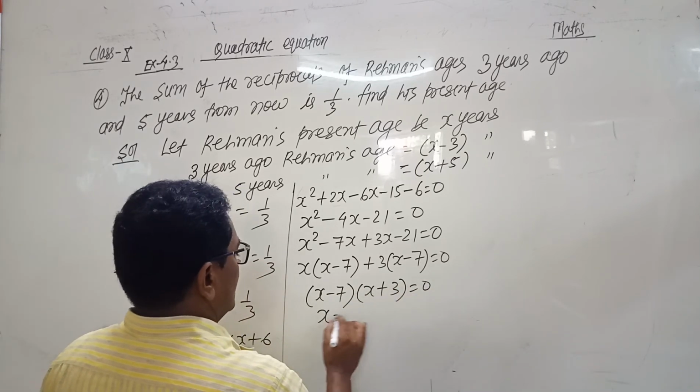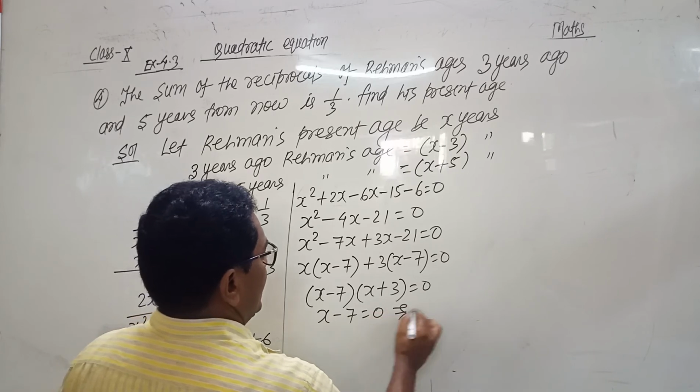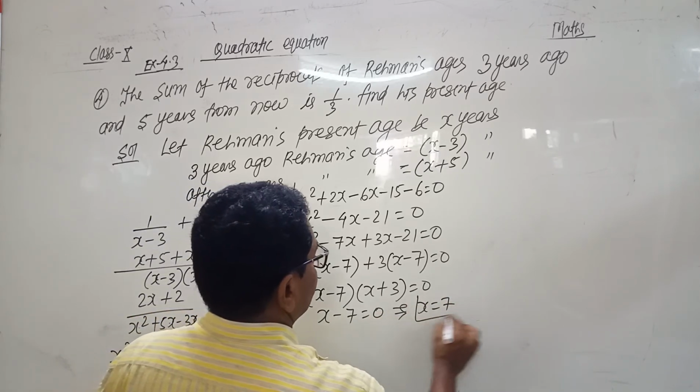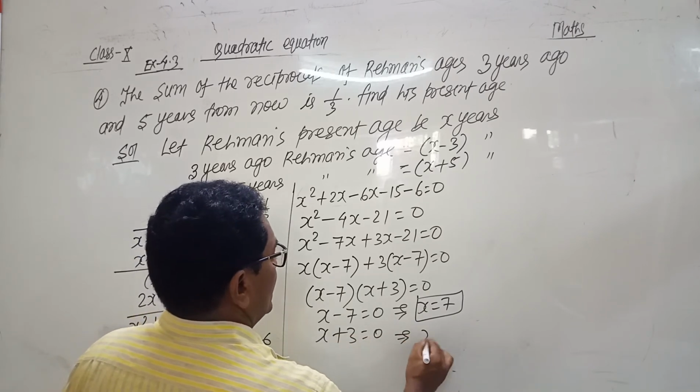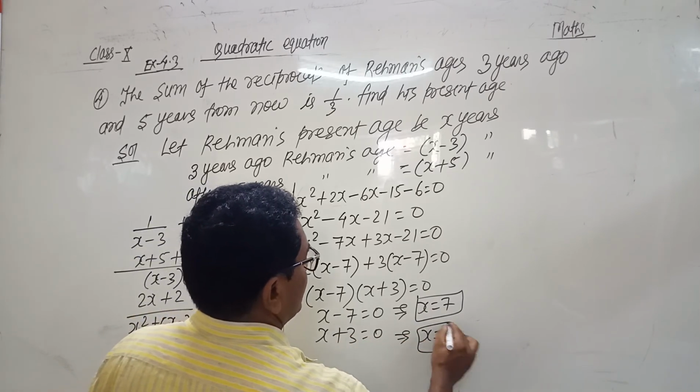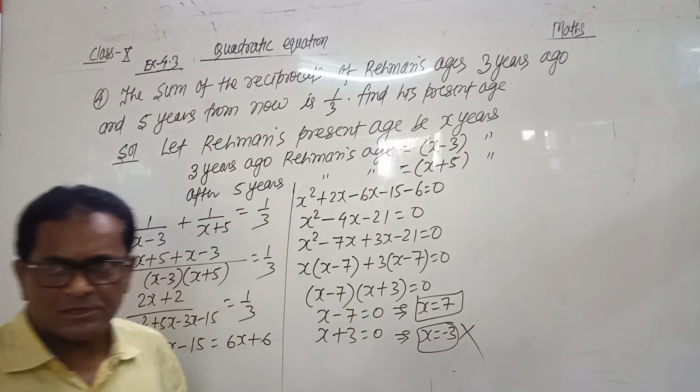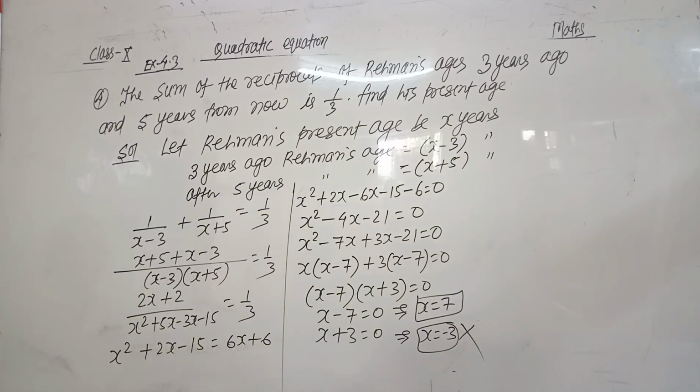When x minus 7 equals to 0, we get x equals to 7. When x plus 3 equals to 0, we get x equals to minus 3. So minus 3 would not be taken because age can never be negative. So the present age of Rahman is 7 years. Let us see question number 5.